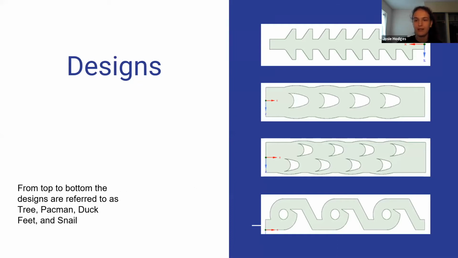So I used the tree design, which is this first one up here, as a sort of control group, like in an experiment. I didn't have high hopes for the pressure drop difference, but it's the type of design that's been used by many people before me. And I thought it would be a good start and easy to refer back to when looking at the other designs. The Pacman design right here was recommended by my mentor, Dr. Zhu.